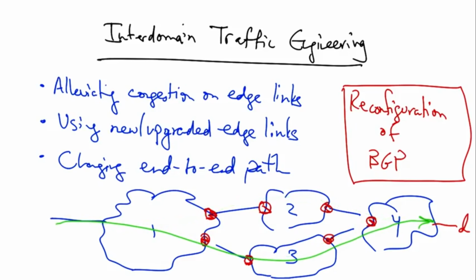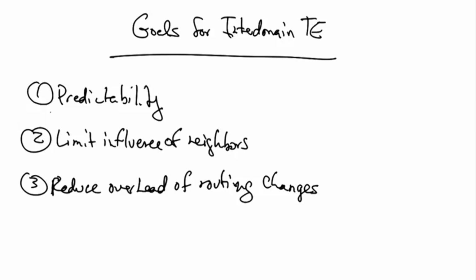An operator might wish to use interdomain traffic engineering if an edge link is congested, if a link is upgraded, or if there's some violation of a peering agreement. For example, AS1 and AS2 might have some agreement that they only send a certain amount of traffic load over that link in a particular time window. If the load exceeds that amount, an operator would need to use BGP to shift traffic from one egress link to another. Effective interdomain traffic engineering has three goals. One is predictability.